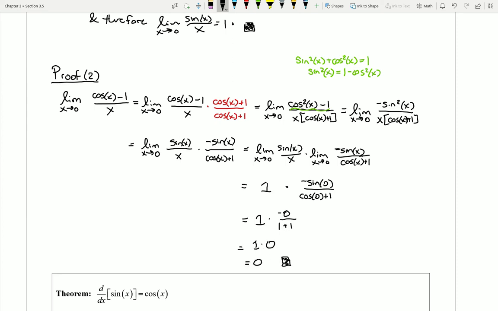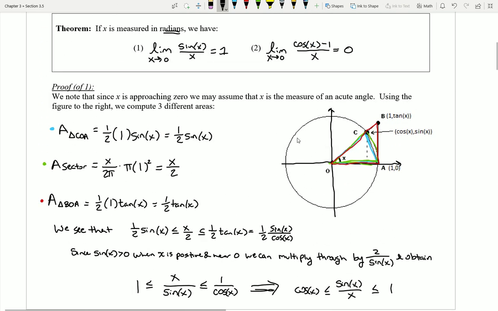And I've proven that fact as well. So what we can see here is that we were actually able to justify completely what was actually going on in our box at the beginning, that this first limit is equal to 1 and the second limit is equal to 0.